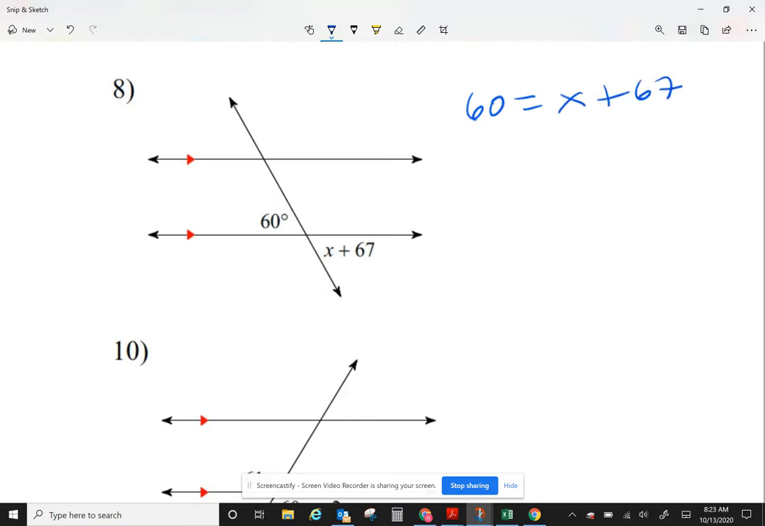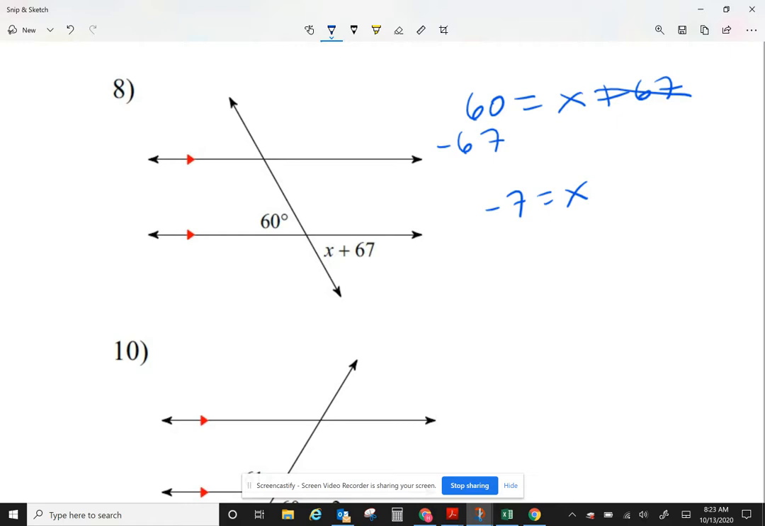I only have an x on the right side, so let me move that 67. Let me move it to the left side as a minus 67. I'm going to do opposite signs. So I have that negative 7 is equal to x. X is okay if it's negative. We can have a negative value for x.